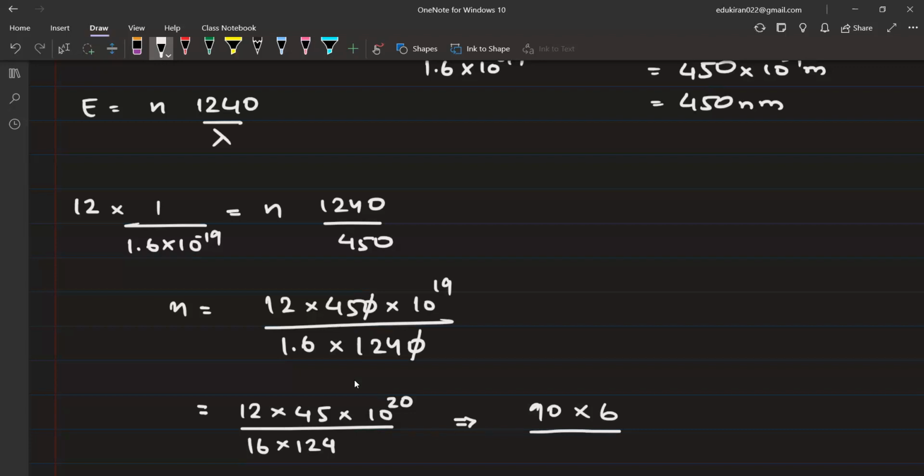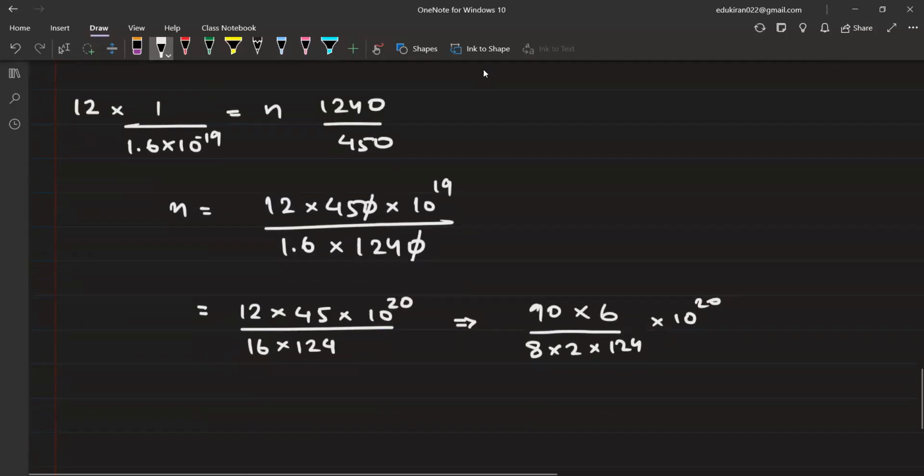16. I can do 4 4s are 16 and 8 2s are 16, right? I can do it 8 into 2 into 124, 10 to the power 20. I think it will be a bit easier. So 2 and 3s are, right? And then what we can cancel even more now. 124 into 8. I think these things can be cancelled easily. It will not take much time. Let's do it now.